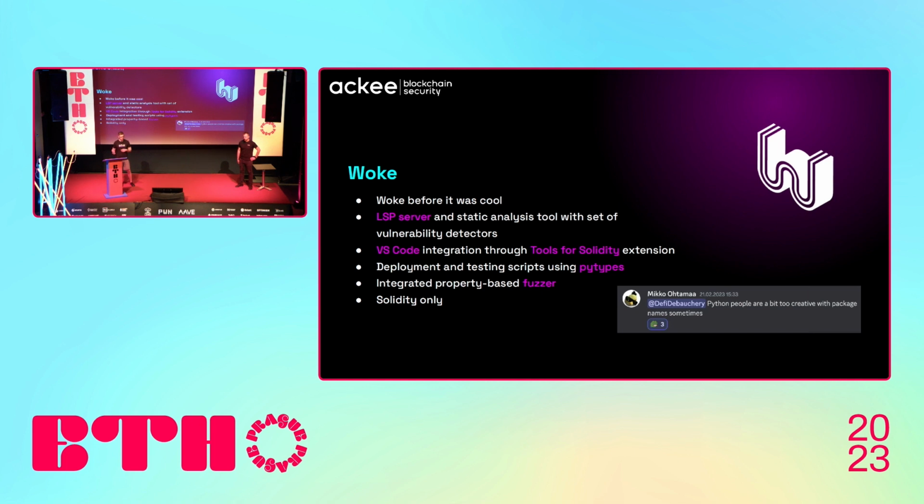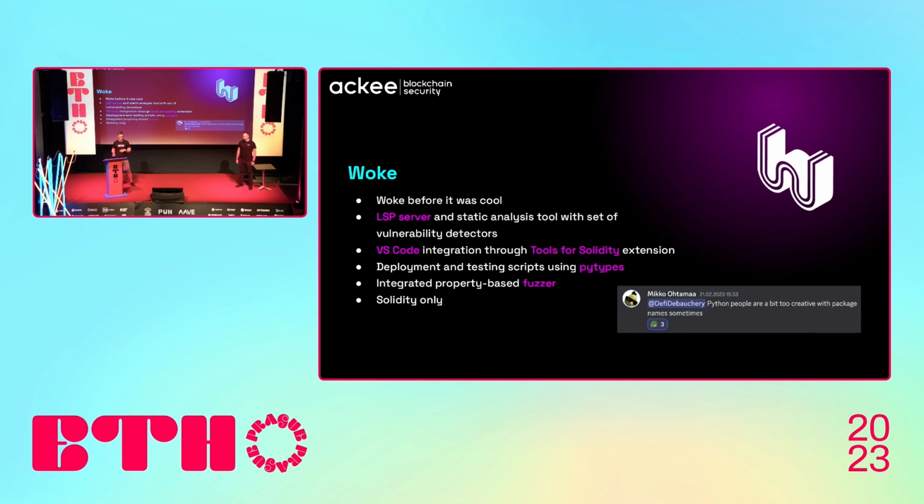And also, as I said, it was originally a static analysis tool, so we got some vulnerability detectors that can detect common vulnerabilities like reentrancy or unsafe self-destruct and things like that. As I said, we have an extension for VS Code, and except for the static analysis and language server, Vogue is also a development and testing tool. So you can basically write your testing scripts and your deployment scripts in Python, and execute them through Vogue.